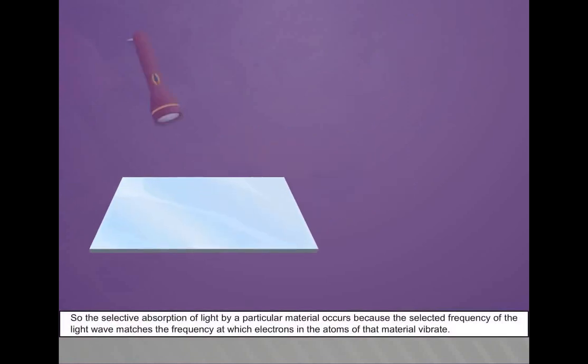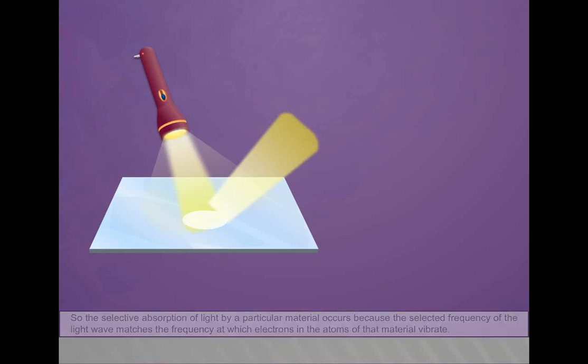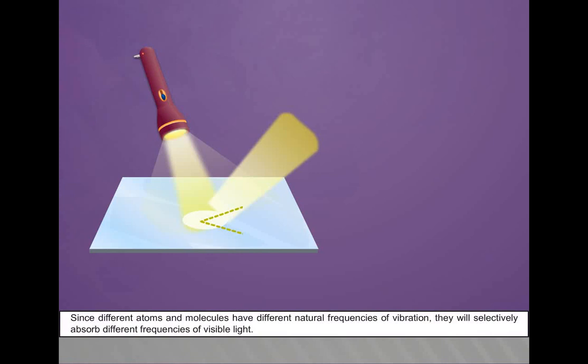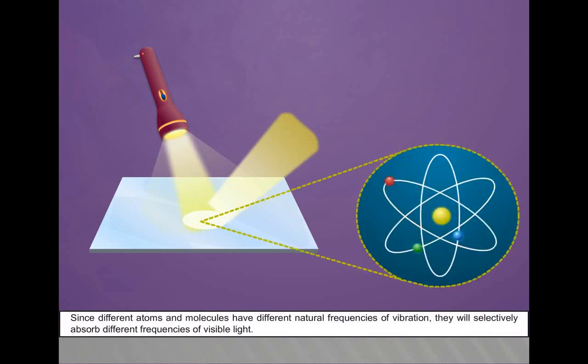So the selective absorption of light by a particular material occurs because the selected frequency of the light wave matches the frequency at which electrons in the atoms of that material vibrate. Since different atoms and molecules have different natural frequencies of vibration, they will selectively absorb different frequencies of visible light.